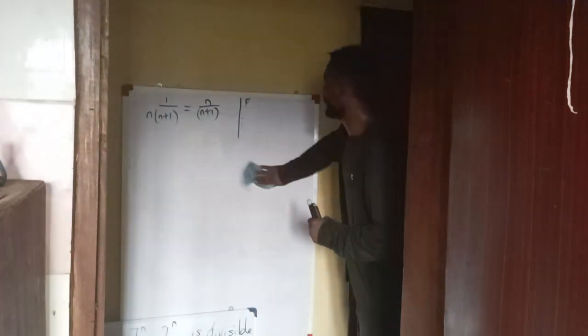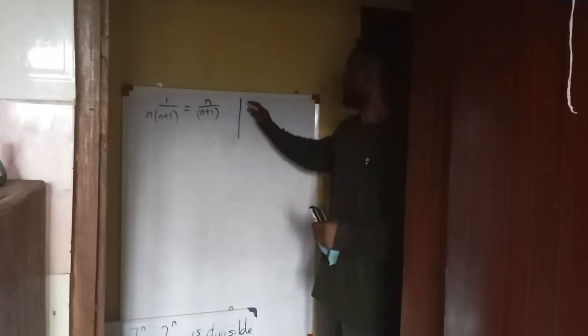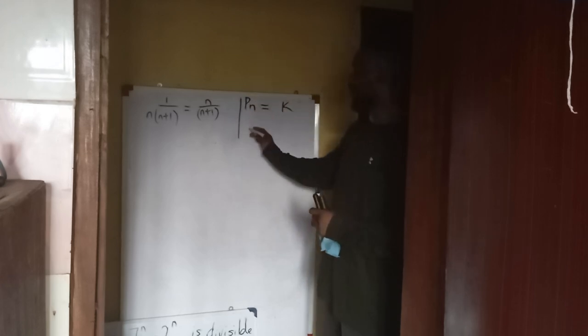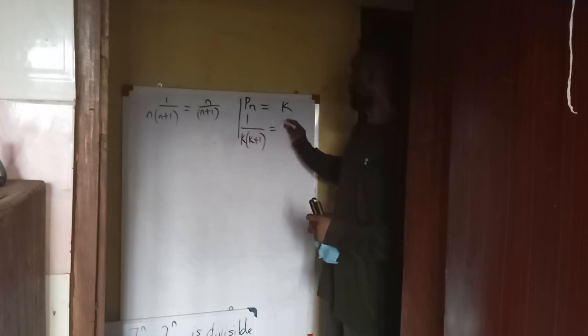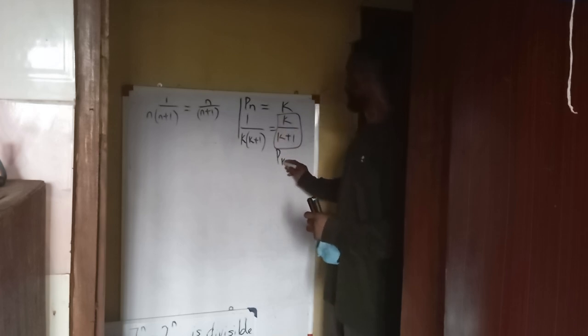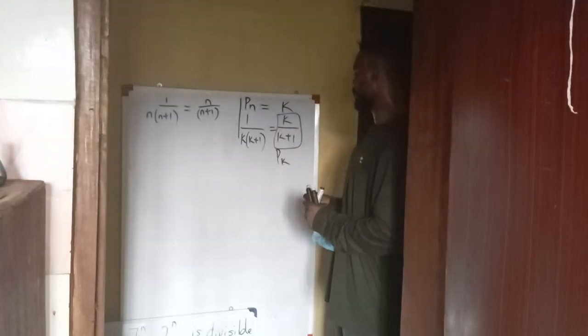So for the second step, which is when P of n is equal to k, we will have 1 all over k into k plus 1 is equal to k all over k plus 1. This value that you see here is what I call the P of k. This is the P of k.